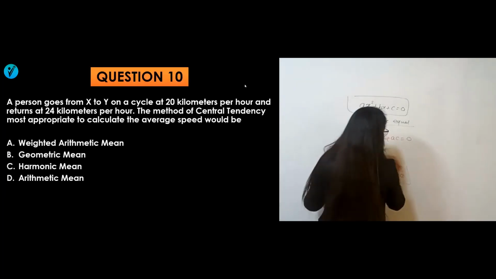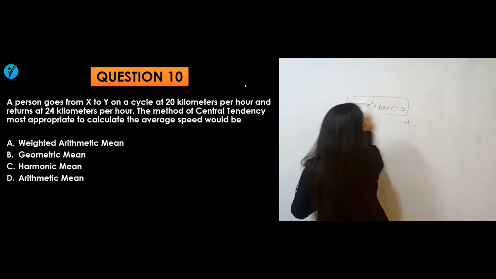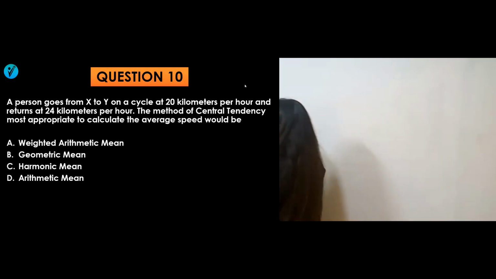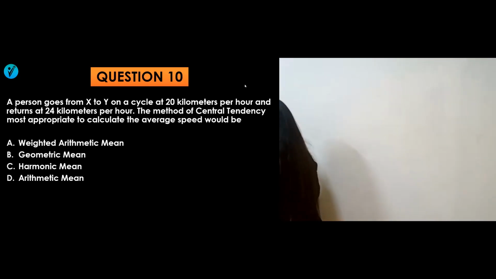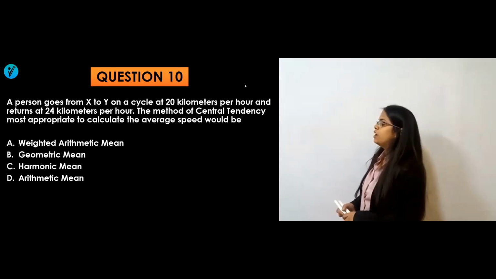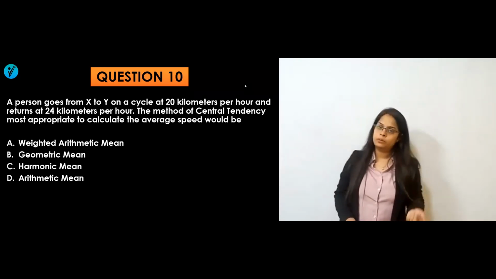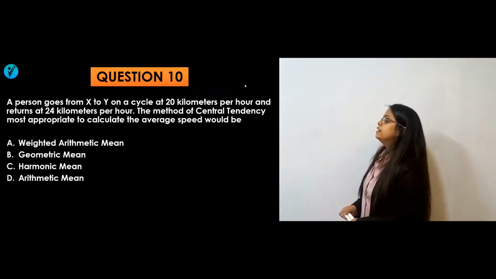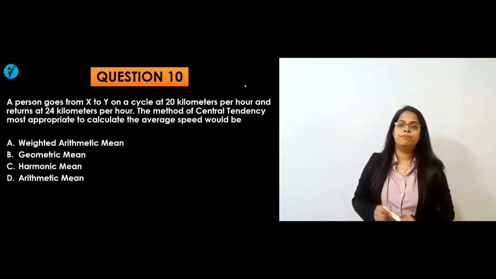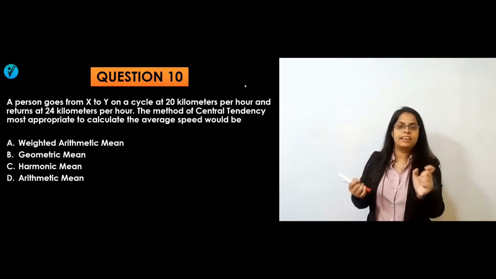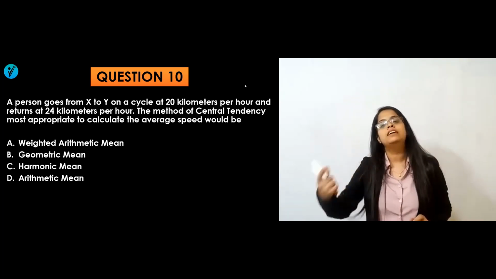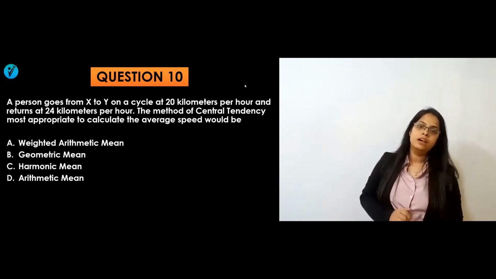Question number 10 is here on the screen. Let's try to solve it. What are they saying in this question number 10? A person goes from X to Y on a cycle at 20 kilometers per hour and returns at 24 kilometers per hour. He's going at 20 kilometers per hour, and returning, that means covering the same distance, at 24 kilometers per hour.